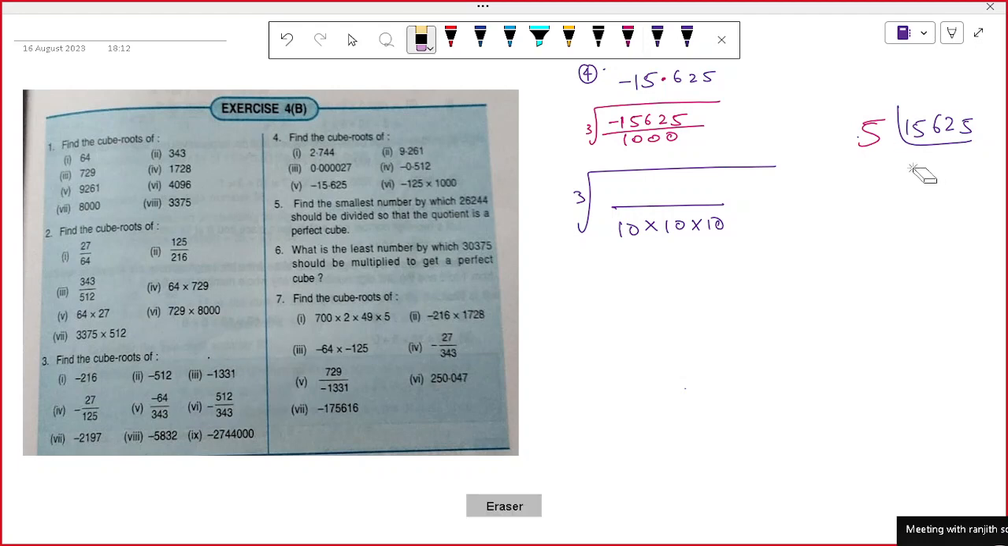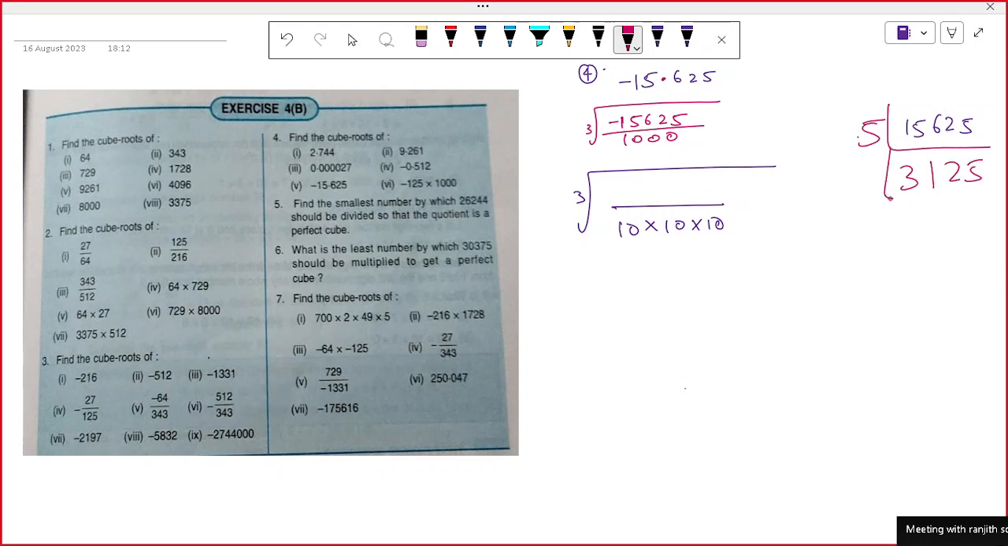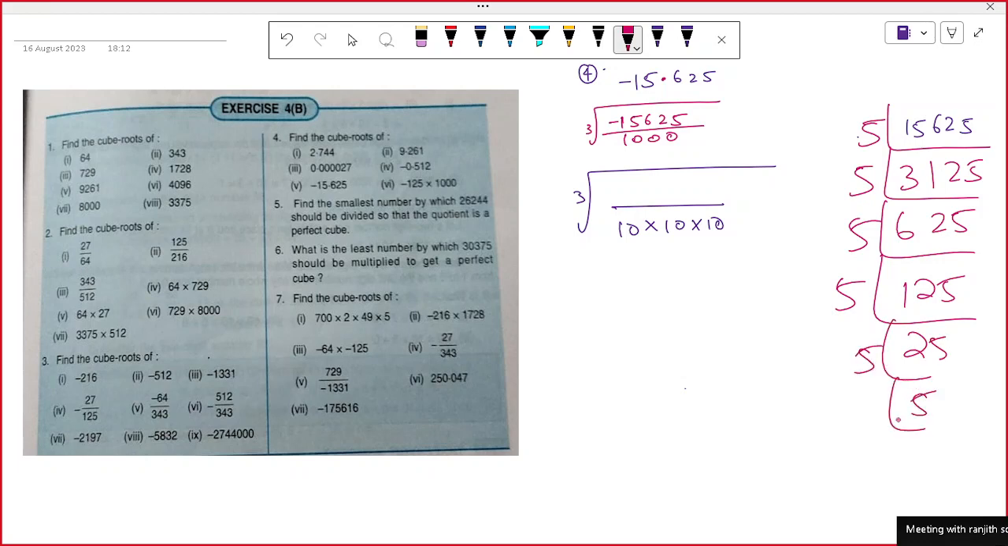How many times does 5 get divided? 15625 divided by 5 gives 3125. After that 625, next 125, 25 and 5. Then 5 into 25, 5 fives are, then 5 ones are, right? All these 5s, how many times? 6. I'll just write it like this: 5, 6 times.